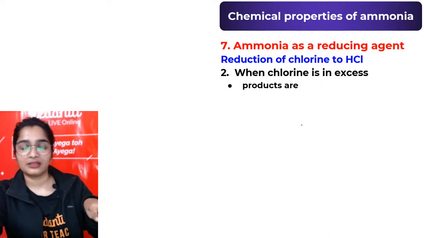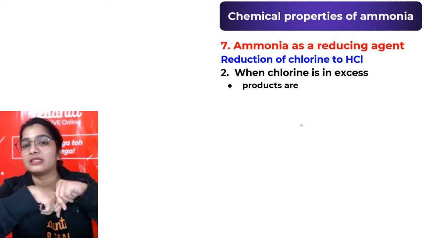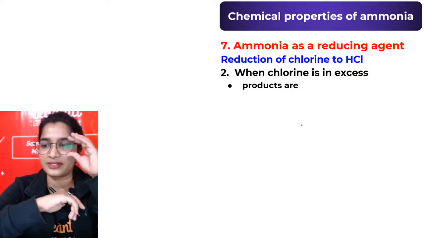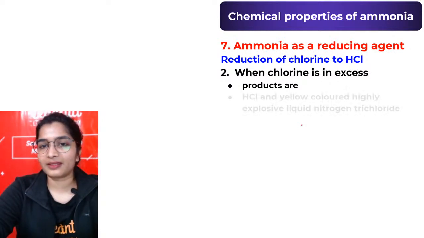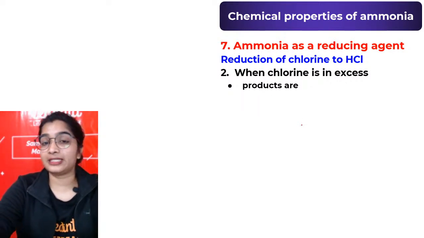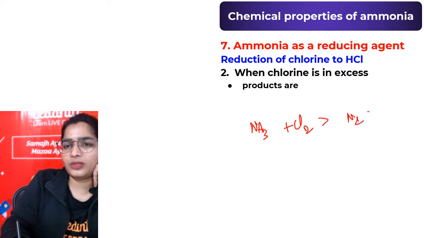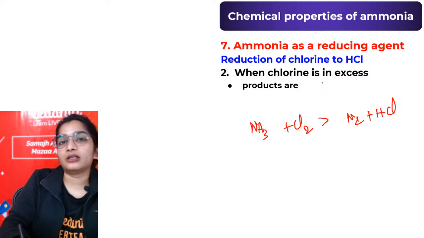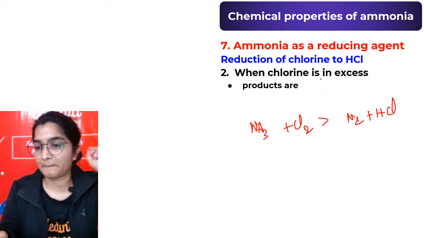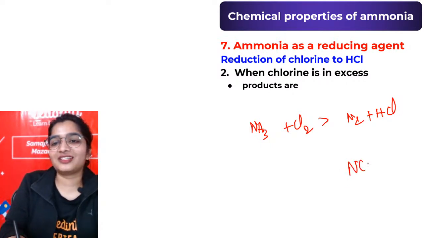Now the other one, there are two reactants, right? Ammonia and chlorine. Now we are taking chlorine in excess. Can you guess the products? What might be the product? So when chlorine is in excess, NH3 plus Cl2, what will you get? N2 plus HCl, but you have taken chlorine in excess. You're always confused. NCl3 and HCl.